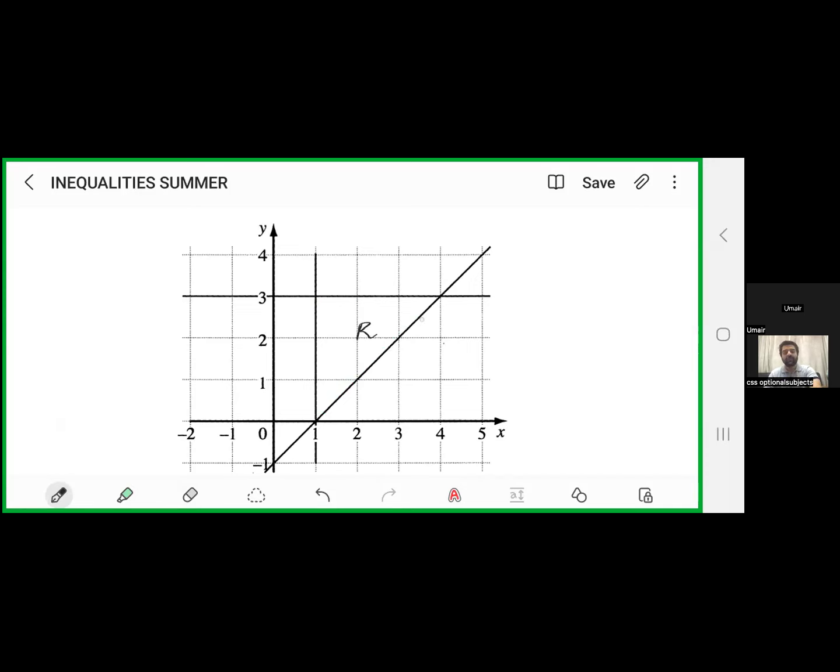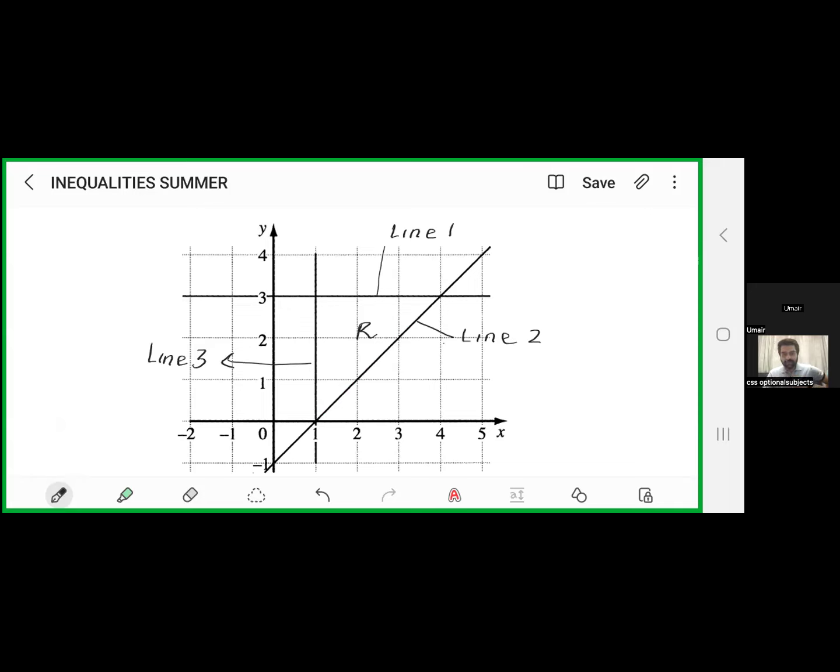First of all, whenever there is a question on inequalities, identify the lines which are bordering your region R. This is line 1, which is bordering your region R. This is line 2, and this is line 3. So step 1, identify the lines which are surrounding your region, or in simple words, the perimeter of your region.